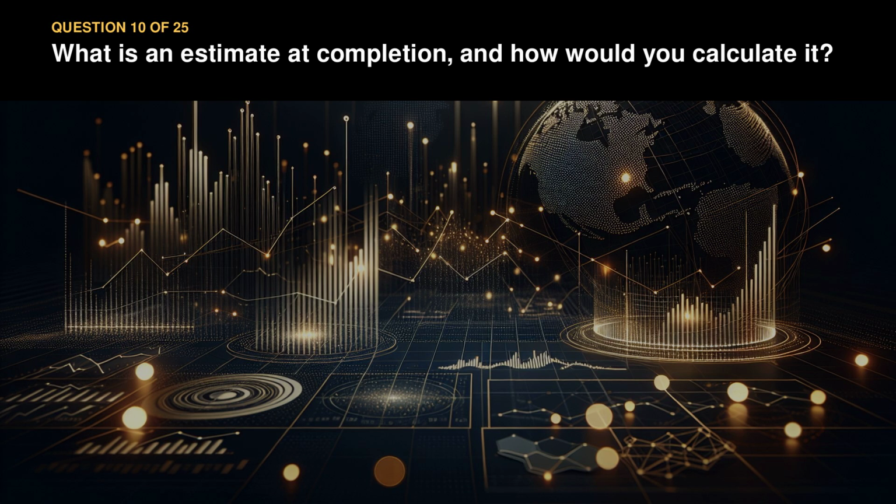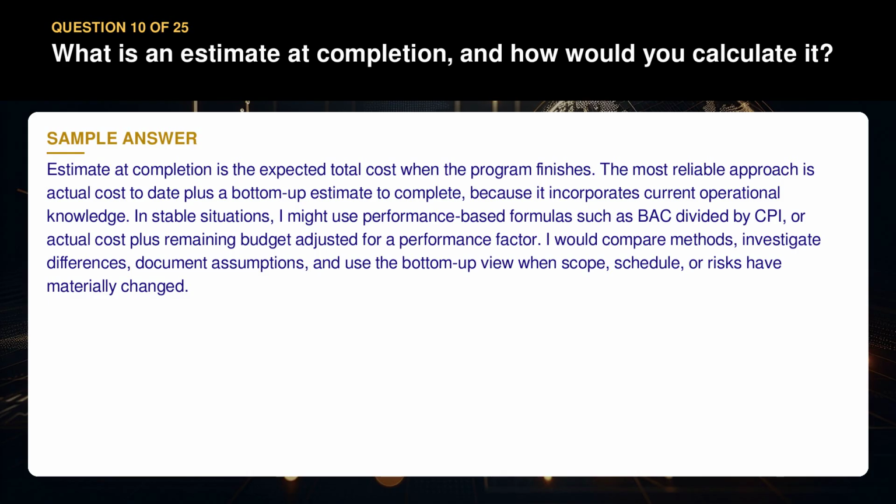Question 10. What is an estimate at completion, and how would you calculate it? Estimate at completion is the expected total cost when the program finishes. The most reliable approach is actual cost to date plus a bottom-up estimate to complete, because it incorporates current operational knowledge. In stable situations, I might use performance-based formulas such as BAC divided by CPI, or actual cost plus remaining budget adjusted for a performance factor.